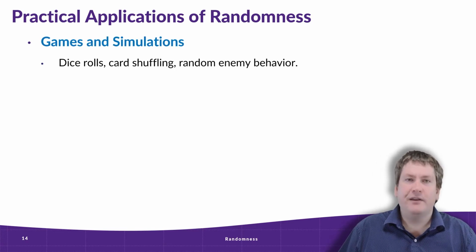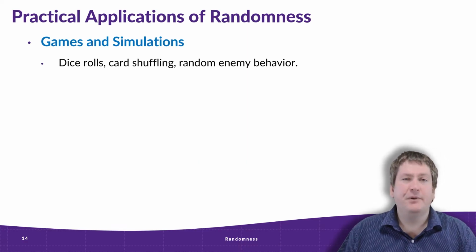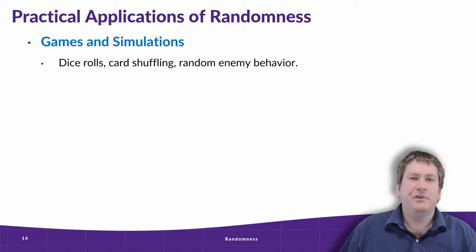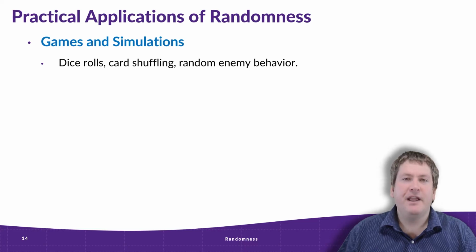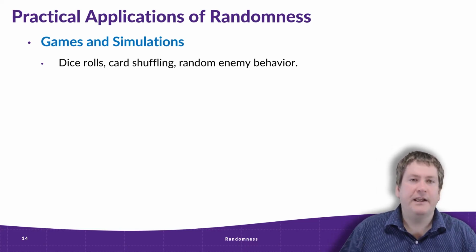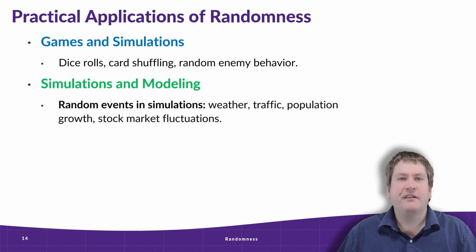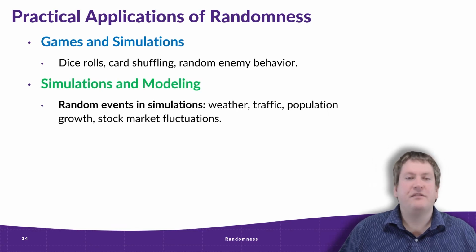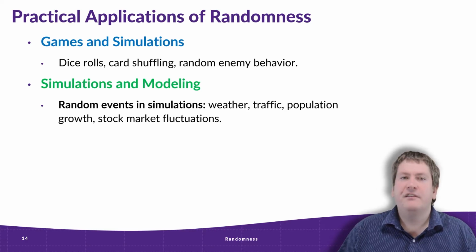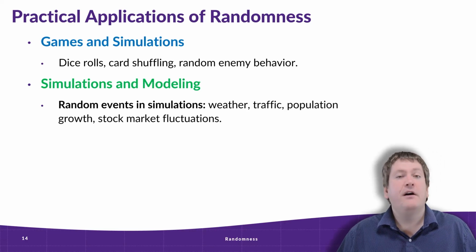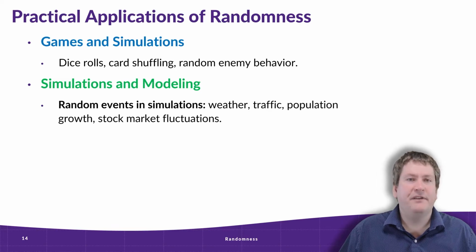Well, we already mentioned one scenario, which are games and simulation. Things like dice rolls, card shuffling, random enemy behavior all need some element of randomness to be done effectively. Also, things like simulations and modeling, in this case more for serious things like weather, traffic, population growth, stock market fluctuations, also need some element of randomness in them.